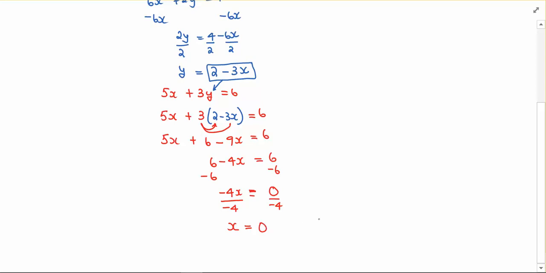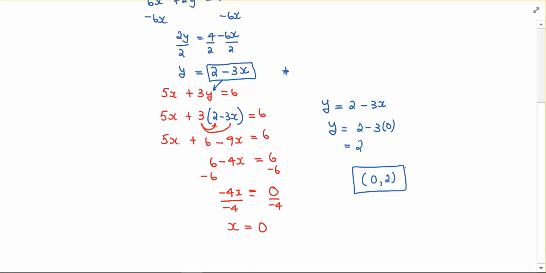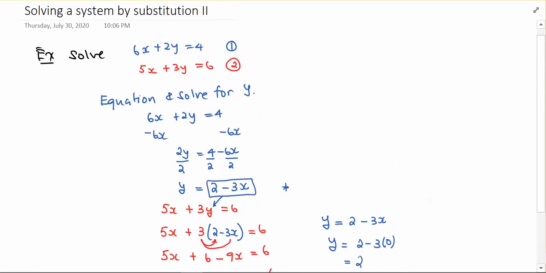Alright, so that's good, but I need to find the y that goes with it. So again, I'm going to use this result right there. So I already have y equals 2 minus 3x. So since x is 0, I'm going to use 2 minus 3 times 0. And 3 times 0 is 0. So that's just going to give me 2 as an answer. So my solution is x equals 0, y equals 2. And that's it. That's the substitution method second example.